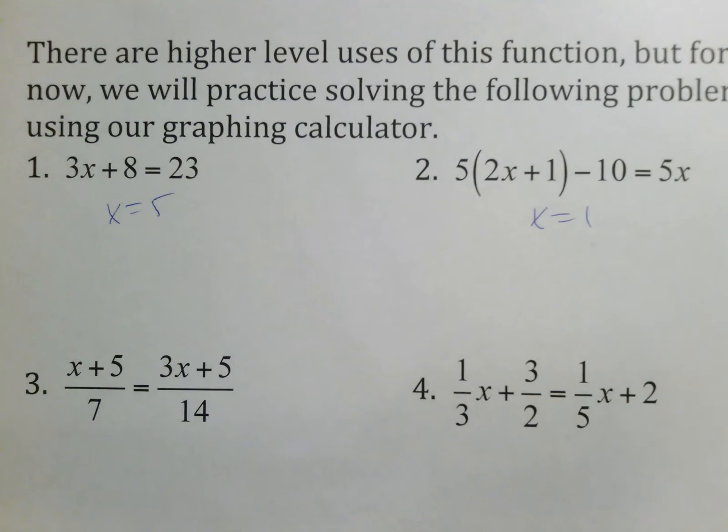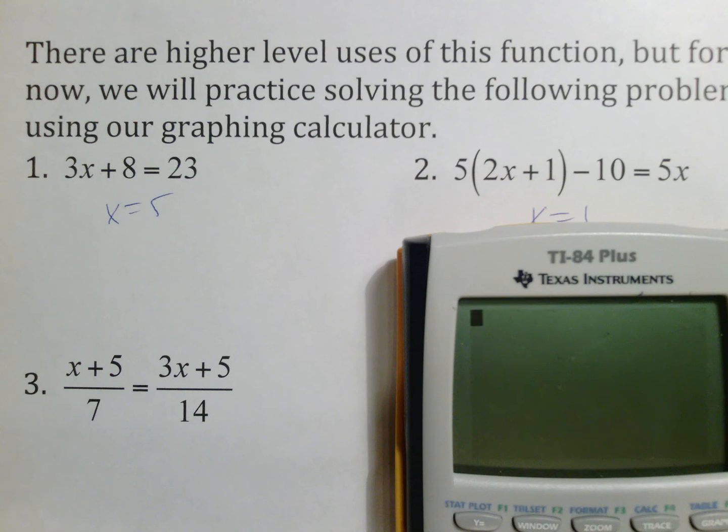And again, if we check that out the old-fashioned way, 5 parentheses 2 times 1 plus 1 minus 10, and then 5 times 1 on the other side. If you plug it in, it gives you the same answer there, which means that that is the solution you're looking for.